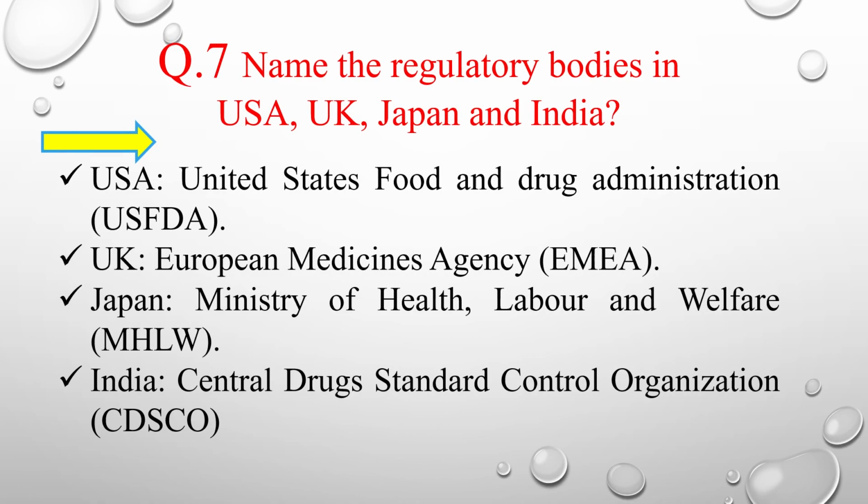Question number 7. Name the regulatory bodies in USA, UK, Japan and India. USA, United States Food and Drug Administration, US FDA. UK, European Medicines Agency, EMA. Japan, Ministry of Health, Labour and Welfare, MHLW. India, Central Drugs Standard Control Organization, CDSCO.